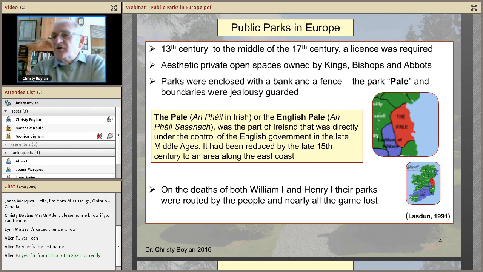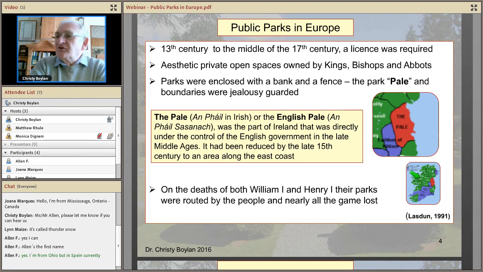So now we jump to the 13th century to the middle of the 17th century. There's not much happening in this period, but for some reason or another a license was required to build a park. But then remember, parks were private. There were aesthetic open spaces owned by kings, bishops and abbots. It's interesting that bishops and abbots are added in here because the religious societies had a nobility and they were as powerful as the kings.